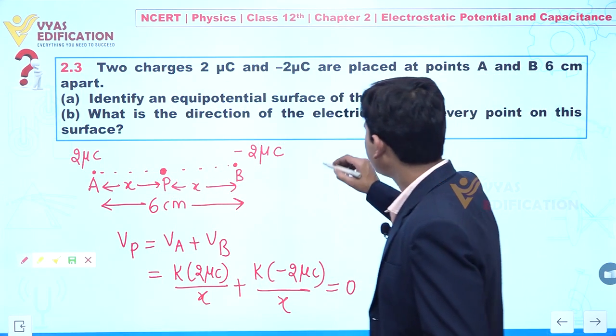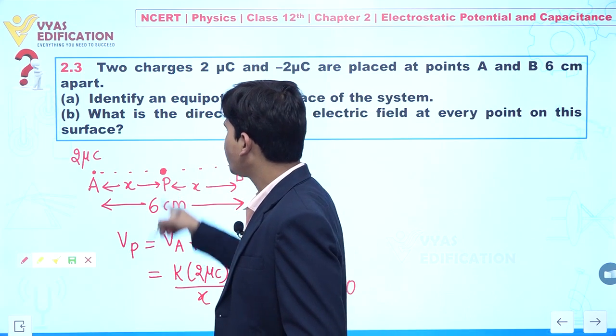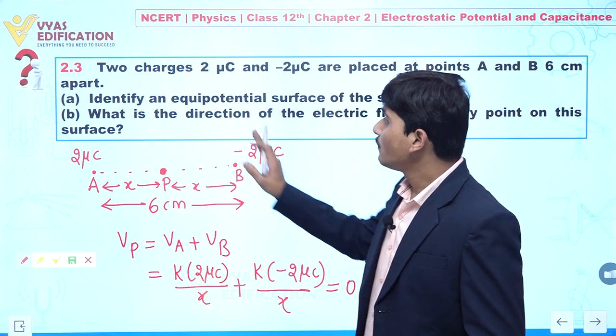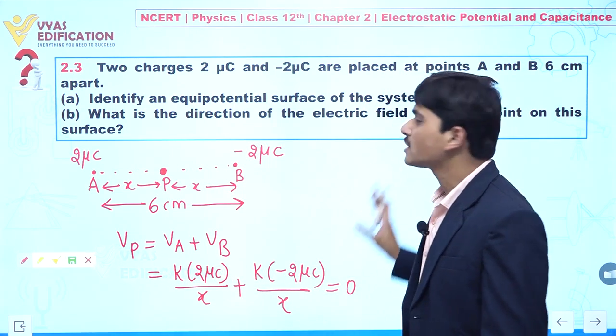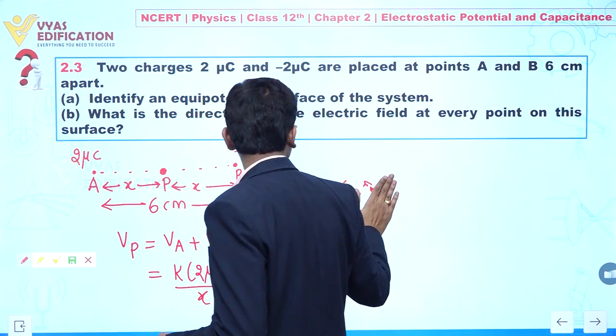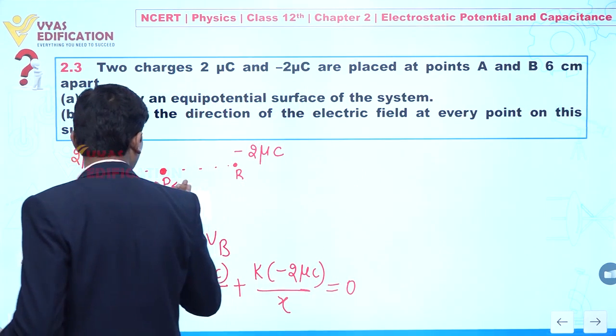So it means we have found a point P where electric potential is 0, clear. But we have to identify an equipotential surface of the system, clear. So how can we find an equipotential surface? Listen carefully.